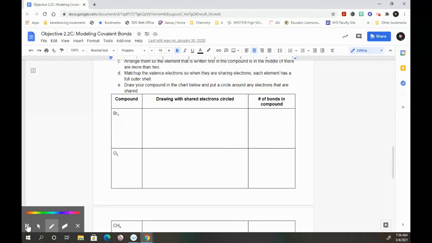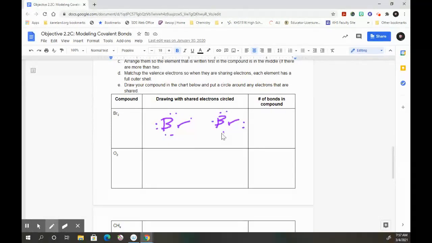All right, so now we are ready to start drawing our covalent bonds. So the boxes will look a little bit different for the covalent bonds. You will see you'll have 1 box for drawing the shared electrons that are circled, and then 1 box to tell me the number of bonds that are in the compound. So our compound is Br2, which means we have 2 of them. Okay, and then you want to draw the dot diagram for bromine. So bromine has 7 valence electrons. And as you get better at this, you will learn how to draw the dot diagrams, arrange them in a way that makes drawing the circles easier.